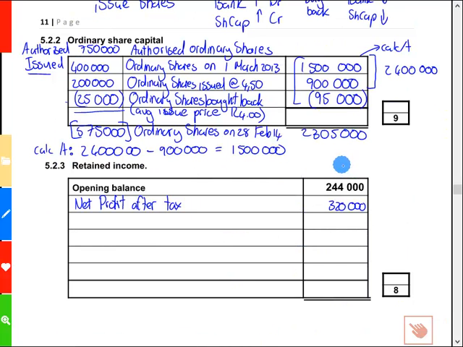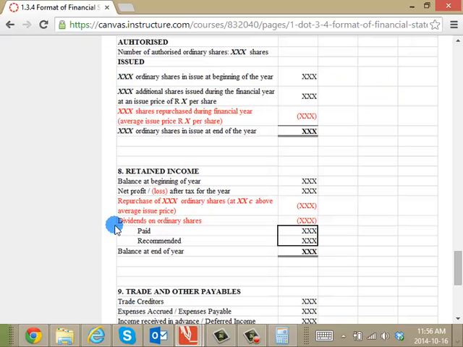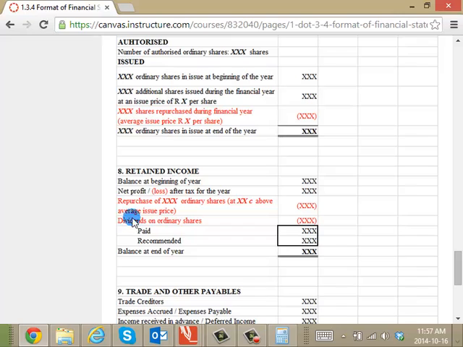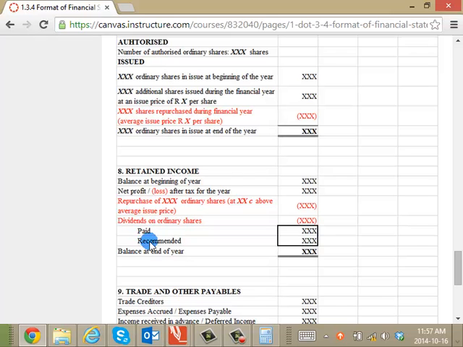Okay. And then we need to record any repurchase that was taken off retained income. But in this case, all the repurchases went off share capital, so that's not necessary here. We can leave that one out. And then lastly, our retained income is going to be decreased by any dividends, and we need to split that between the paid and the recommended, which is the same as declared.